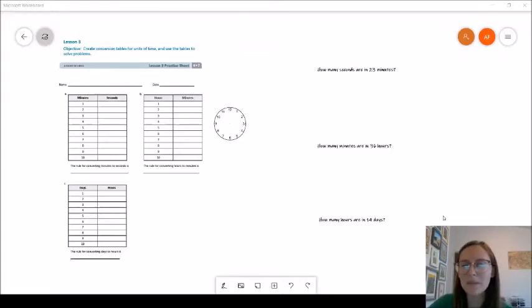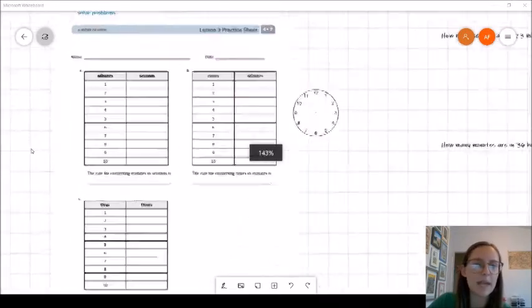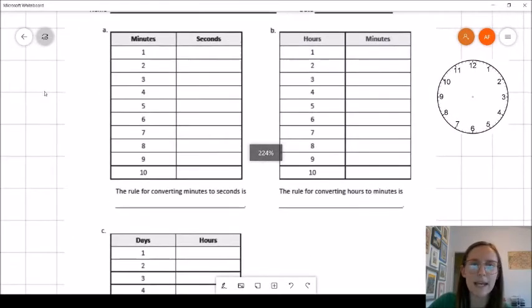Hi, fourth graders. Miss Faulkner here looking at Module 7, Lesson 3, and our objective today is to be able to create conversion tables for units of time and use these conversion tables to solve problems. So go ahead and get out your Lesson 3 practice sheet, and if you do not have this, you can print one out. The first conversion table that we're going to make is minutes to seconds.